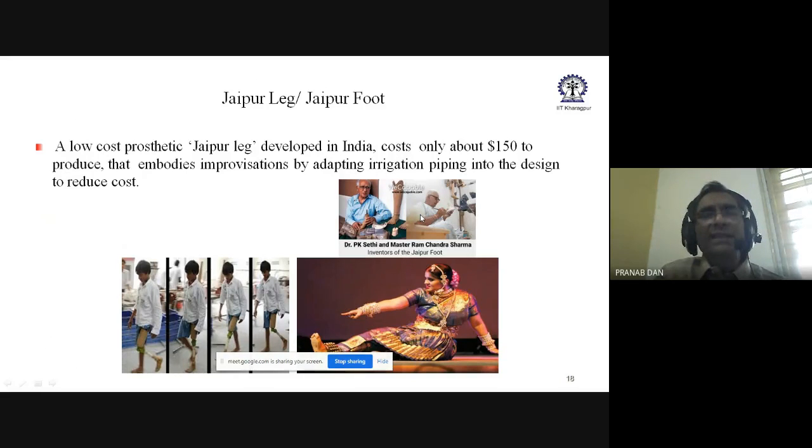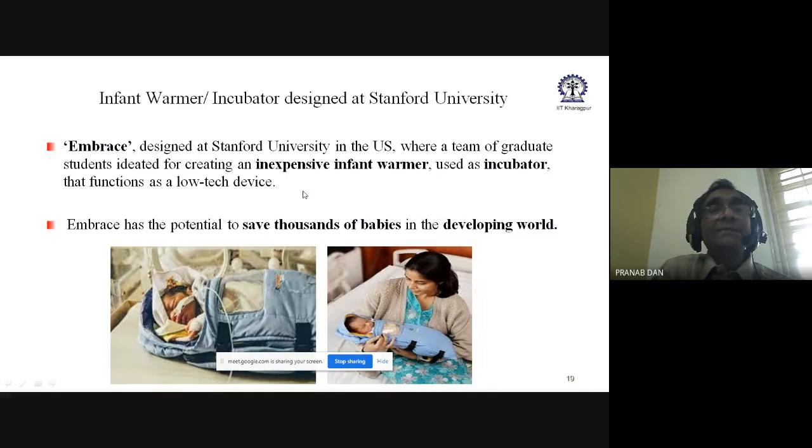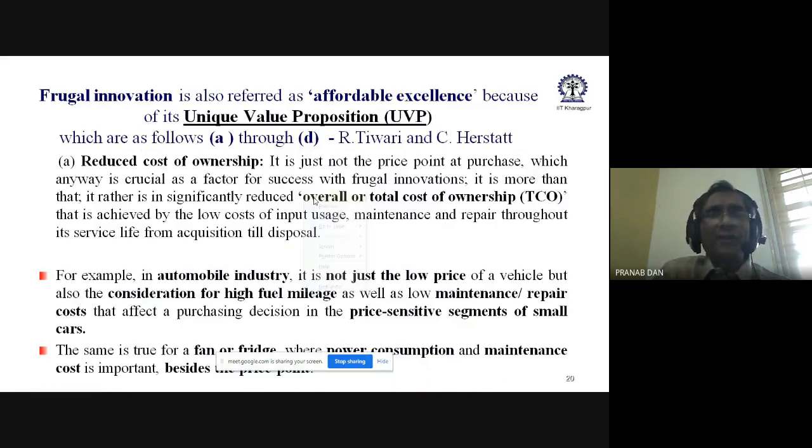Next. Okay, this is an example of the Jaipur leg, which is a low cost thing again, which is a foot and leg replacement, and done at very low cost, which is an Indian marvel. In fact, Stanford has come to look into it and is doing business promotion on this Jaipur foot and Jaipur leg, which is extremely affordable, 1/10 of the price that normally would be charged by the original manufacturers. Please, next. Next, please. It is a Stanford invention.